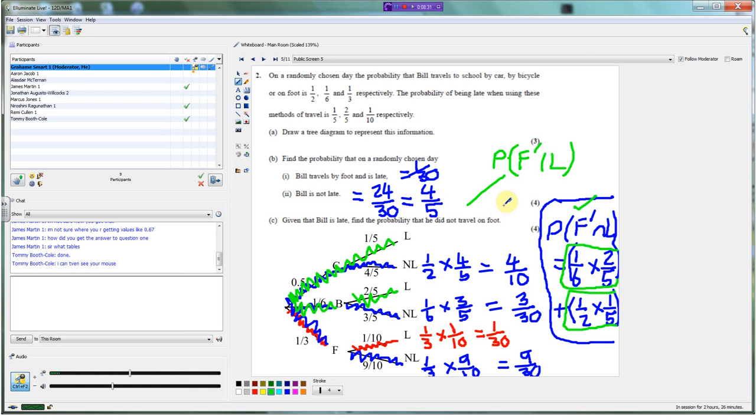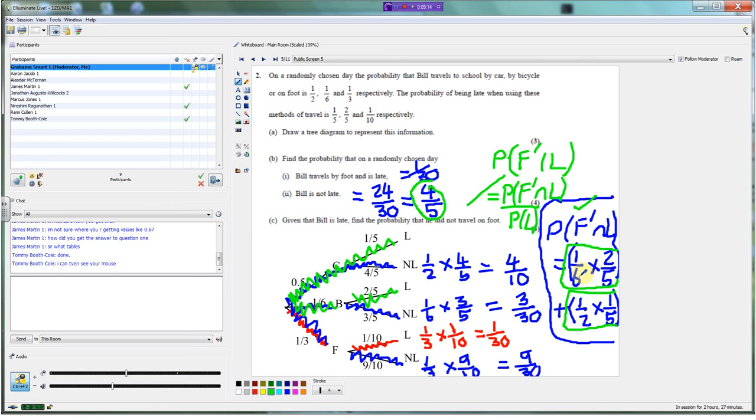And if we rewrite this, what will we actually get? We will get probability of F dash intersection L over the probability of L. And we already know the probability that he is late is 1/5, because in this part of the question we know the probability that Bill is not late is 4/5. So 1 minus 4/5 is 1/5. And we know that F dash intersection L is going to be given by this here.